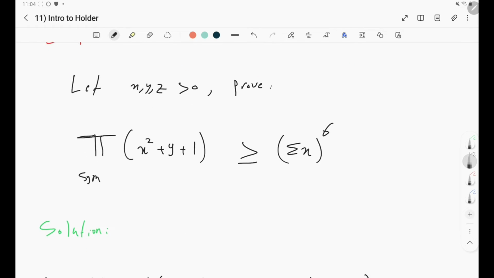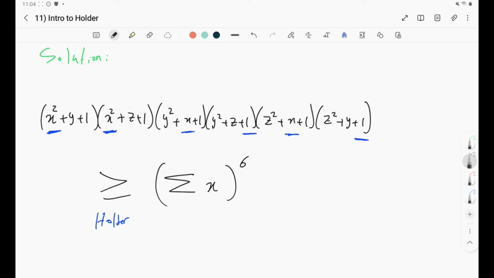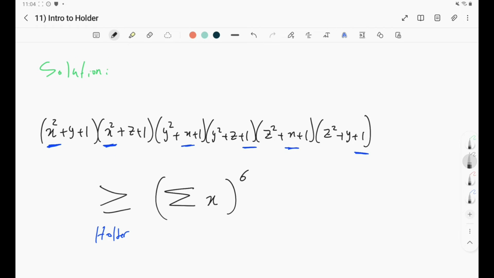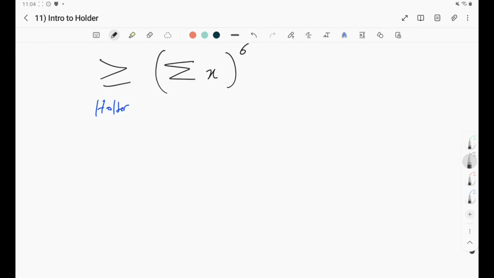The application is literally Holder. In fact, this question you can even solve with Cauchy's inequality. Try to think about it and post your solution in the comments. It's really not hard to see. You can just use Cauchy's here to get exactly the same result. But anyway, Holder here is just the direct application of it. You'll be done.